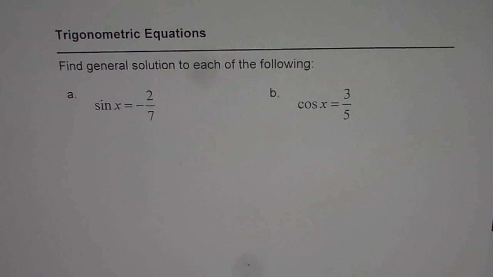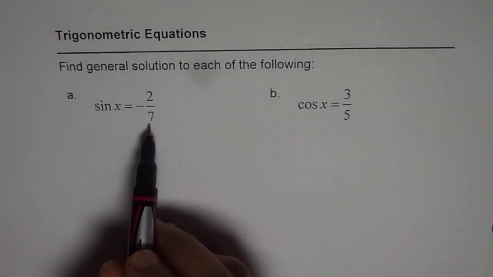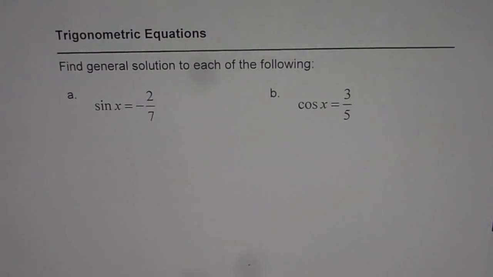I'm Anil Kumar, and now we have some practice test questions for you to find general solution for trigonometric ratios. These will help you to solve trigonometric equations. The first one is sin x equals minus 2 over 7. The other one is cos x equals 3 over 5. Now I will do one of them for you. Let me take up sin x equals minus 2 over 7 and I will explain all the steps.